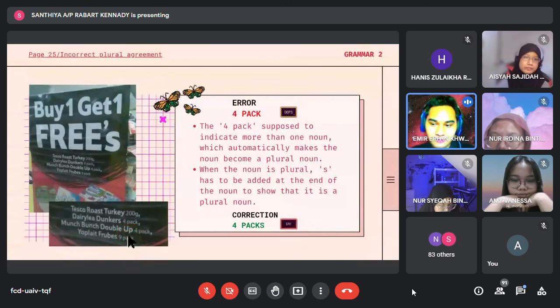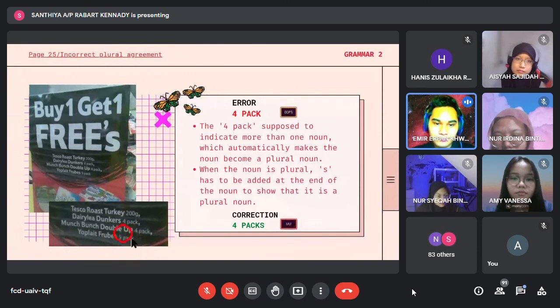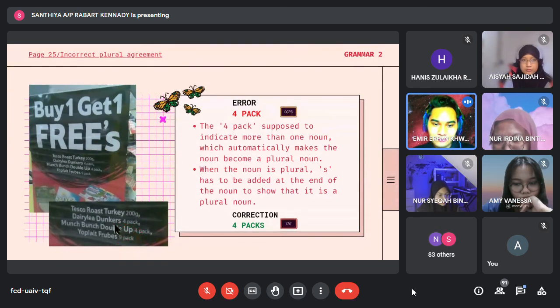The second error is 4-pack. The 4-pack is supposed to indicate more than one noun, which automatically makes the noun a plural noun. When the noun is plural, s has to be added at the end of the noun to show that it is a plural noun. So the correction is 4-packs.